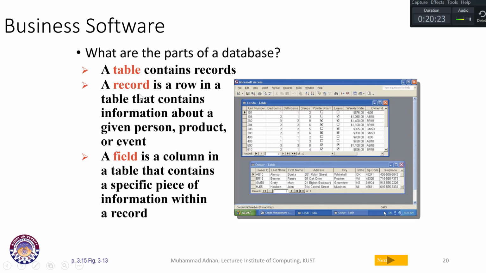Now the main component is a table that contains records. A record is a row. It's usually a unique row in a table that contains information about a given person, product, or event. A field is normally an attribute or column or a feature in a table that contains a specific piece of information within a record. So this is an example. We have these rows 101, 108, 202, and then we have these attributes or column names which represent the attributes of a person, product, or event.